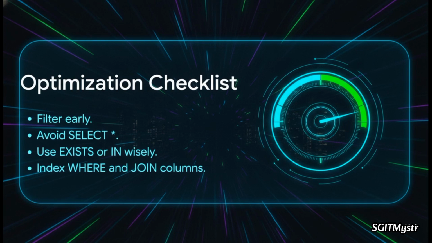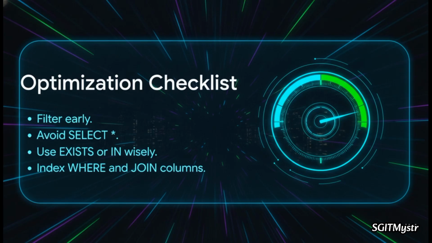Just keep this optimization checklist in mind. 1. Filter as early as possible by pushing conditions into your WHERE clause so the database processes less data. 2. Never use SELECT * in production. Actually, always ask for the specific columns you need. 3. Use EXISTS versus IN wisely. EXISTS is usually faster for checking if data is there, while IN is better for static lists.